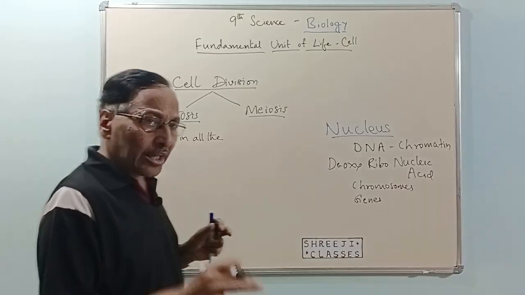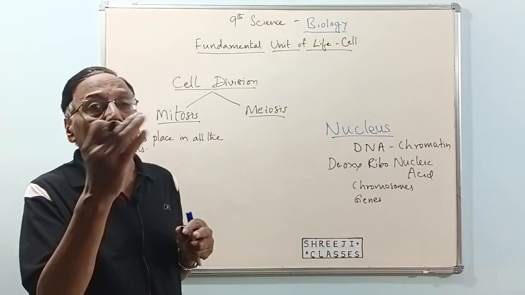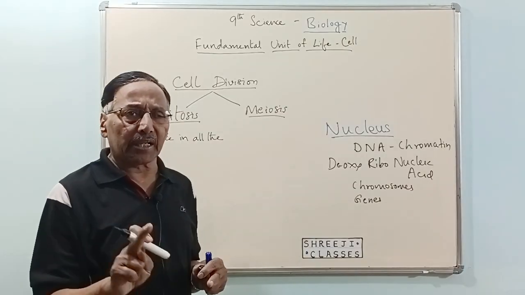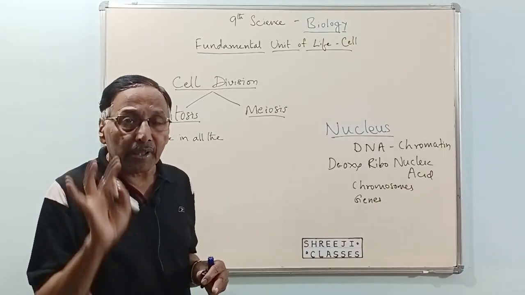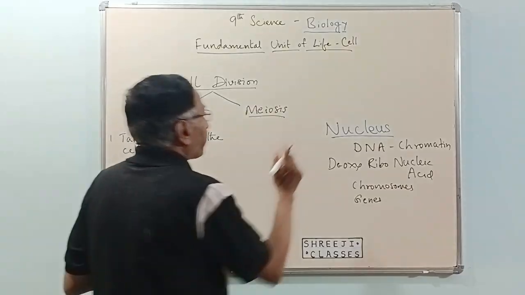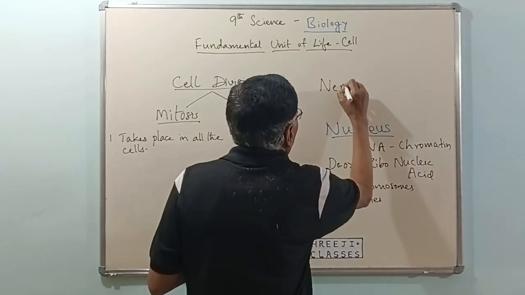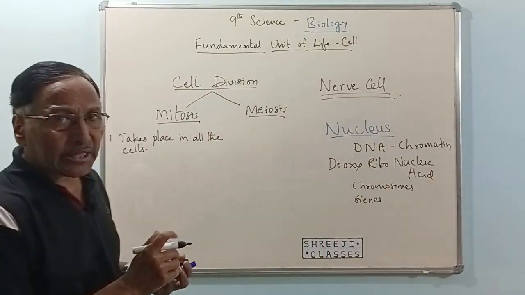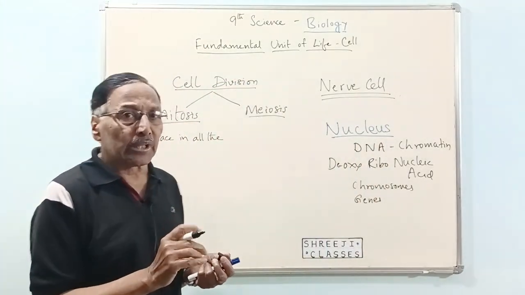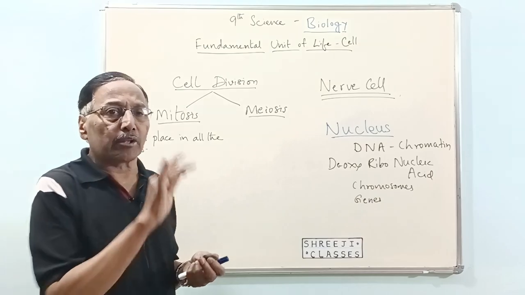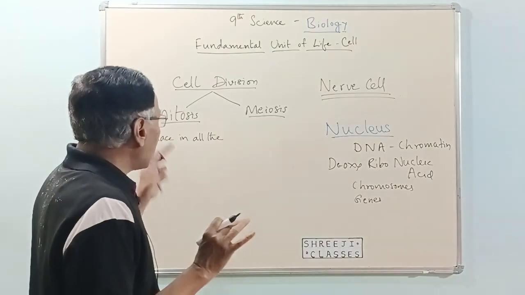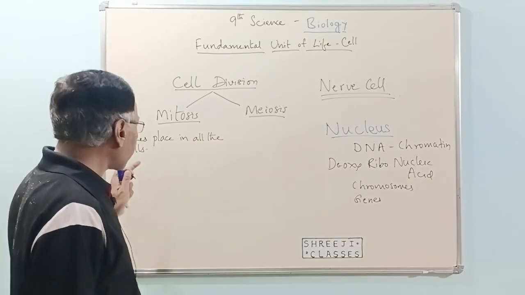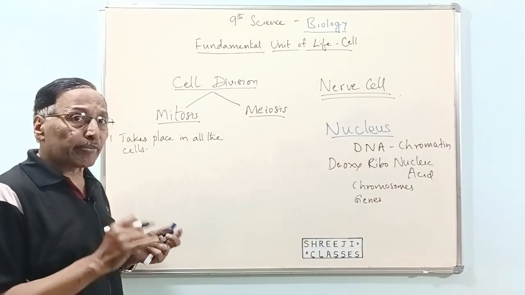Right? All the cells in our body keep dividing, keep multiplying, except one cell. There is one cell in our body which does not multiply, and that is the nerve cell. The nerve cells, or what we call neurons, do not divide, do not multiply. Whereas all other cells of our body keep dividing, right? Mitosis takes place in all the cells of the body.